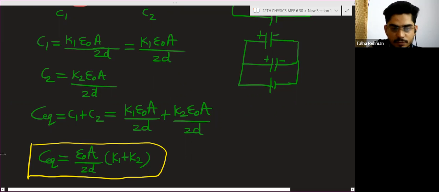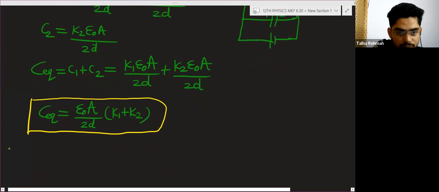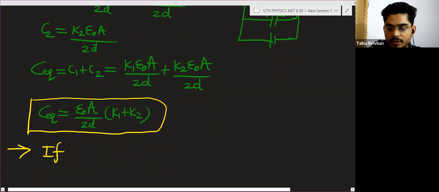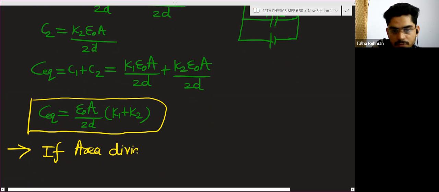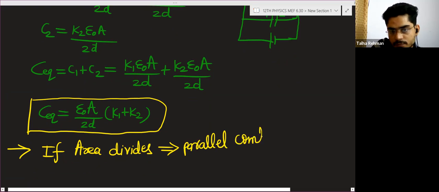And write here one thing more. If area divides, it implies that parallel combination of capacitors.